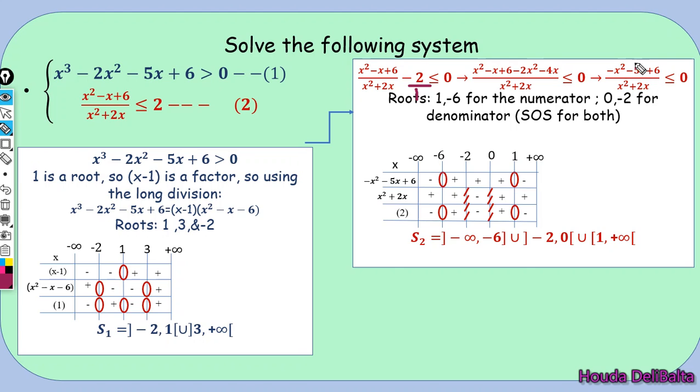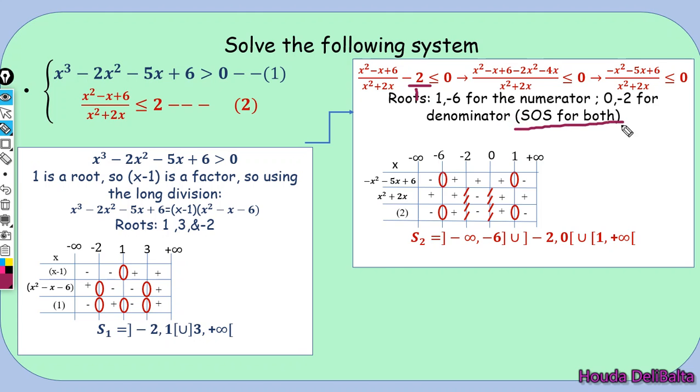Now we care about the roots of the numerator and those of the denominator. The roots of the numerator are 1 and minus 6, again using the calculator as always. And for the denominator they are 0 and minus 2. If you want to put this on the calculator, you put 1 for a, 2 for b, and 0 for c, because you don't have a constant. Or you can factorize it and find the roots. You can use the method you like.